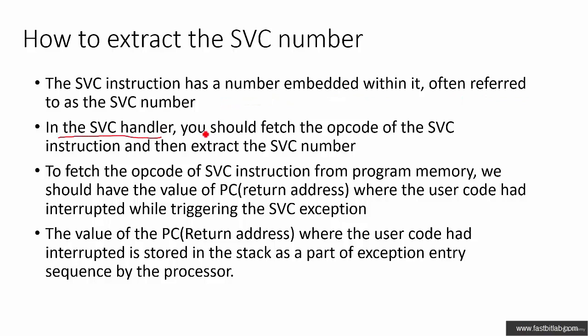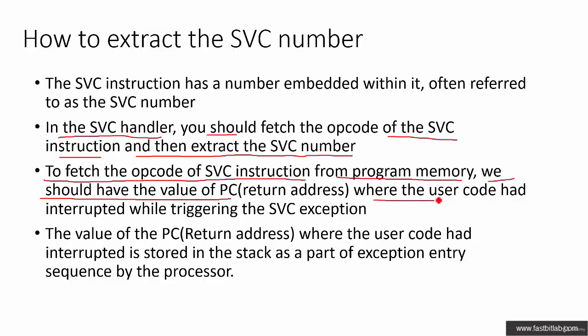In the SVC handler, you should fetch the opcode of the SVC instruction, and then you have to extract the SVC number. How do you fetch the opcode? Opcodes are stored in program memory. So that's why, to fetch the opcode of the SVC instruction from program memory, we should have the value of the PC, that is the return address, where the user code had interrupted while triggering the SVC exception.